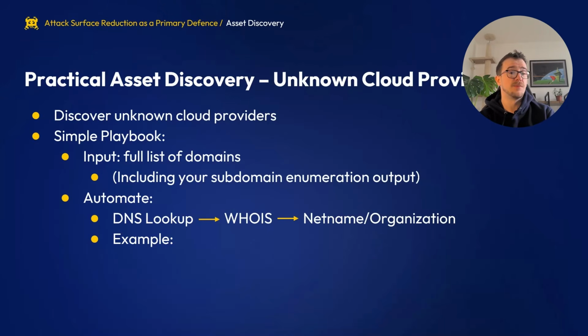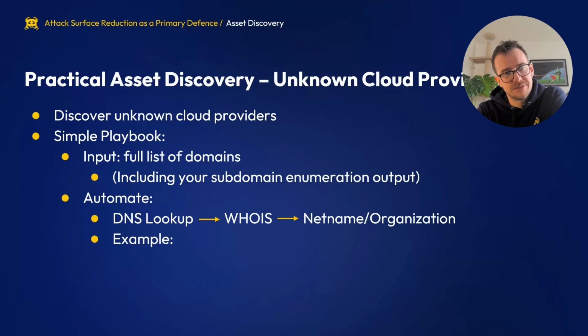There's a very simple playbook for how to do this. You take an input of a full list of your domains and subdomains. So this could be from your DNS providers. You've downloaded that list. You could also include the output from your subdomain enumeration and get a full list of domains and subdomains. If any one of those domains and subdomains points at one of these unknown cloud providers, then you're in luck, because we can automate doing a simple DNS lookup on those domains to get the IP addresses.